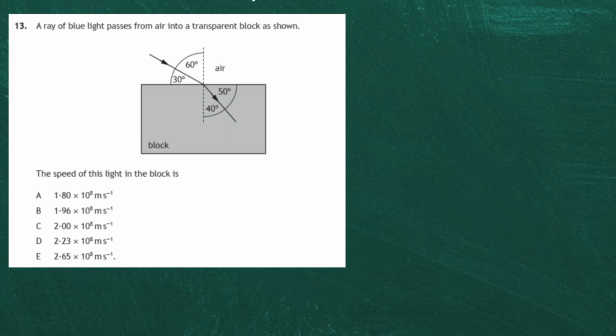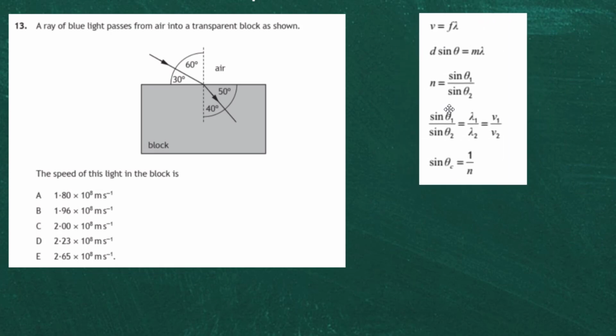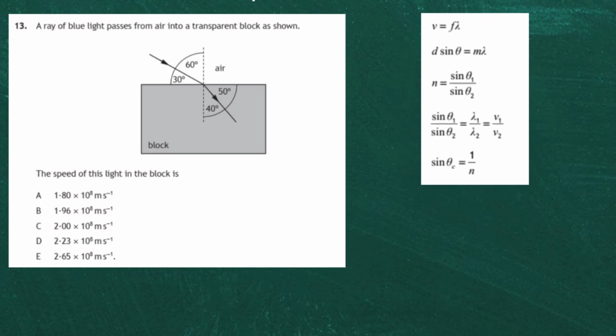So we go to our Higher relationship sheet, and you can see we're going to use the 4th expression down that list, because we've got sine theta 1 divided by sine theta 2 equals lambda 1 divided by lambda 2 equals v1 divided by v2. We're not interested in the wavelength because we're not asked to find that, so what we'll write down is sine theta 1 over sine theta 2 is equal to v1 over v2, and that's the one we're going to use.